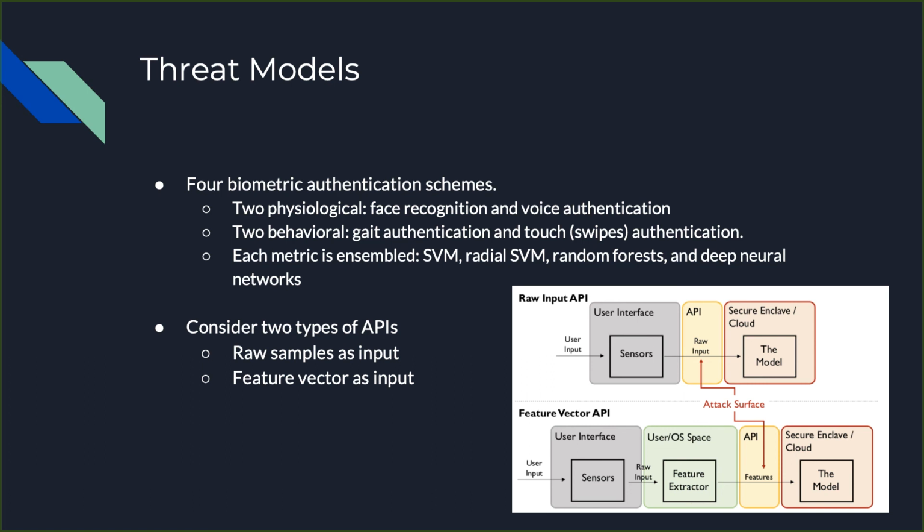So for the first models, they process the results on 4 different data sets, including face recognition, voice authentication, gait authentication, which is trying to predict the activity the user is currently doing, whether it's walking, running, walking upstairs, or walking down stairs, and touch swipe authentication. Each dataset is assembled with 4 different models, including linear SVM, radial SVM, random forests, and a neural network. And as I said before, we can have 2 different injection points. One is before the feature extraction, where you inject the raw input, or after the feature extraction, where you inject a uniformly random feature vector.